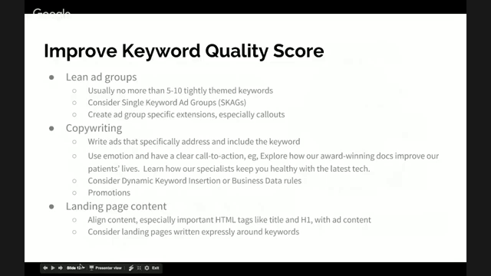So improving keyword quality score means addressing the three parts of keyword quality, and that's click-through rate, the match of the keyword to the ad, and then essentially the match of the ad to the landing page. And so one way to do that is to create something called lean ad groups. And this means you're going to include usually no more than 5 to 10 tightly themed keywords in an ad group. This allows the best message match to that set of keywords as possible. So you can write very compelling ads for those keywords.